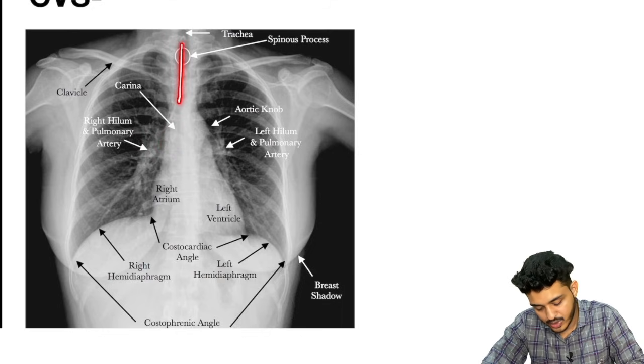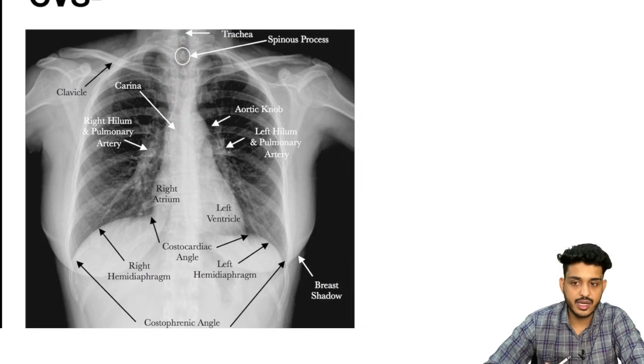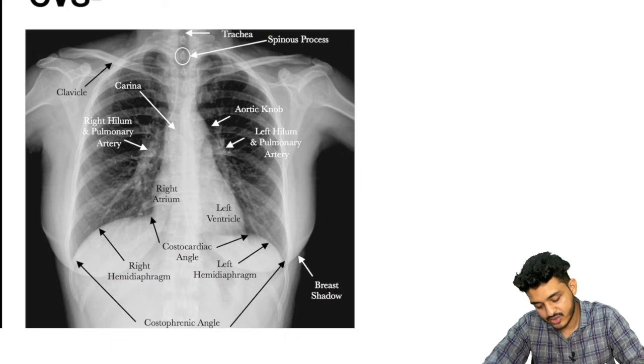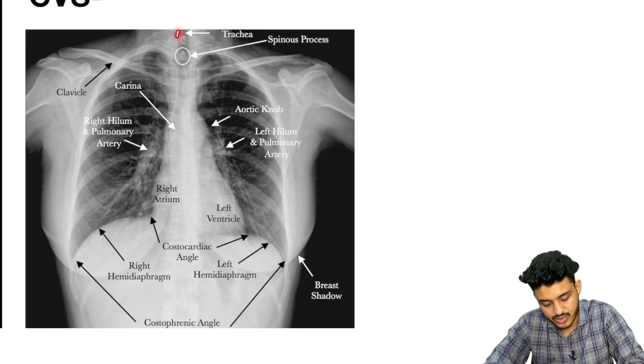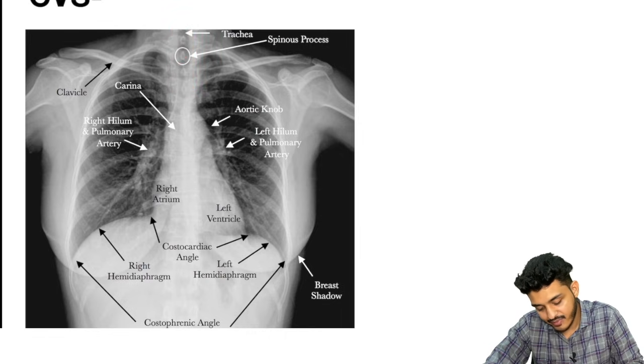Whenever we put an ET tube, we keep our ET tube 2 to 3 centimeters above the carina, right? This is going to be the carina. These things you already know. This is going to be the trachea. Since we are going to learn about the deviation of the trachea in the respiratory system, this is the trachea that we are having, right? You can appreciate the spinous process on the back, right?